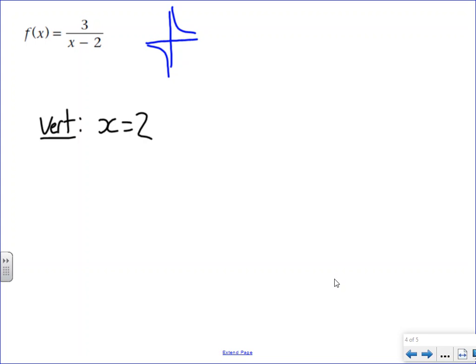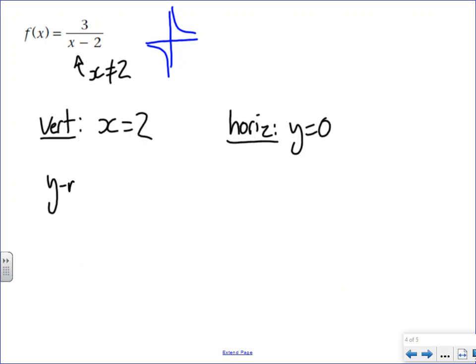Another way of saying it is that basically x can't equal 2. If x can't equal 2, that means the line x equals 2, that vertical line going through 2, would be your vertical asymptote. And then, again, let's just assume that the horizontal asymptote is going to be at y equals 0. Just for now, assume that that's the case. So we have that. The one last thing I need to do is also find another point. I suggest you find the y-intercept.